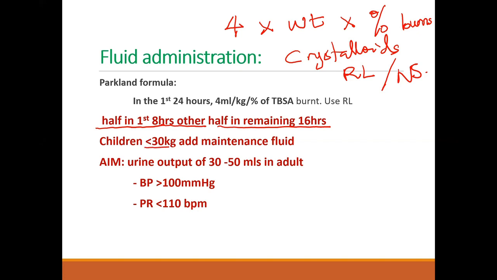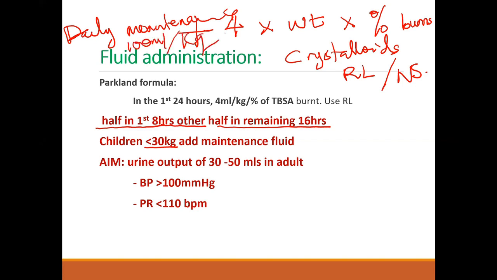Now, for children that are less than 30 kg, to this formula you must add their daily maintenance. Which is 100 mils per kg in the first 10 kg, 50 mils per kg in the next 10 kg, and 20 mils per kg in the third 10 kg. So that you don't underestimate the requirement in children. And not only that, you use 3 instead of 4. So Parkland's formula, when applied to children, is 3 times weight times percentage burns plus daily maintenance of that child.